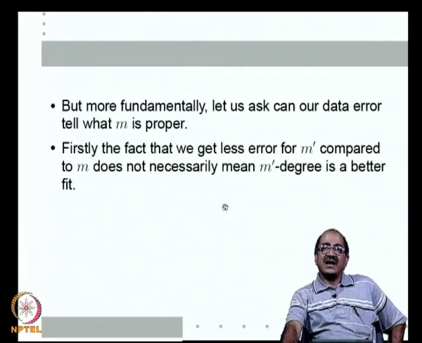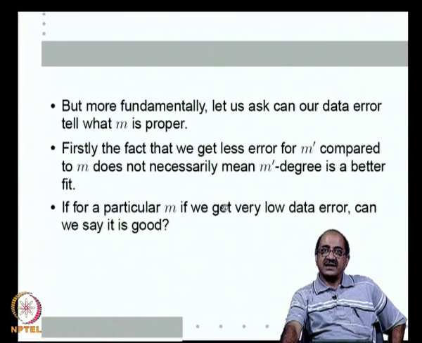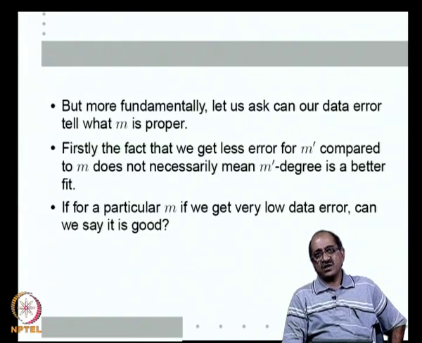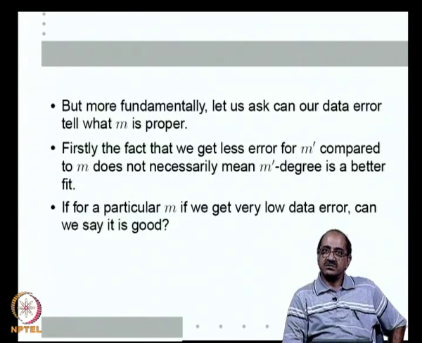So, how do we address this issue more theoretically? If for a particular m we get very low data error, can we say it is good? Obviously not. As we have just seen, if I fit an nth degree polynomial, I get 0 error. Nothing can be lower than that, but that is not good.